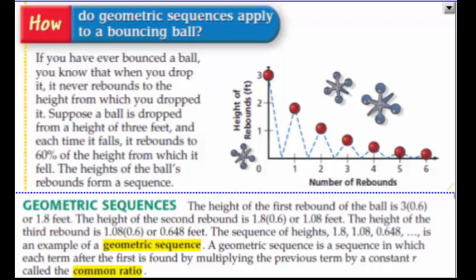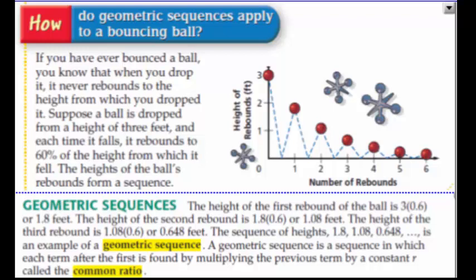A good example of that is bouncing a ball. You can see the height on the initial drop, and then the first bounce, second bounce, third bounce, fourth bounce. That gives us a ratio of 60%. So we could just multiply 3 by 0.6, and that would give us our first height, and then multiply that by 0.6, and that would give us the second height. So these have a common ratio, not a common difference.